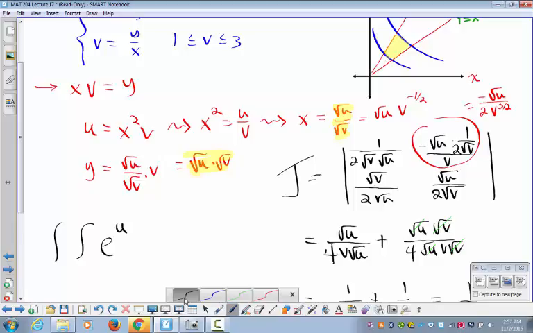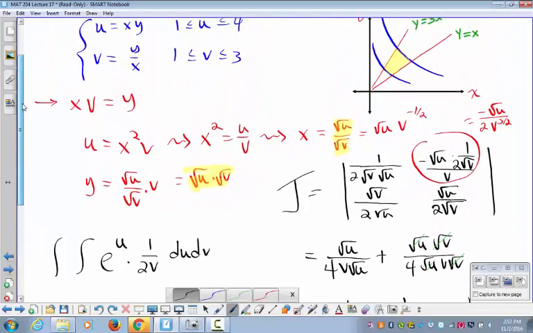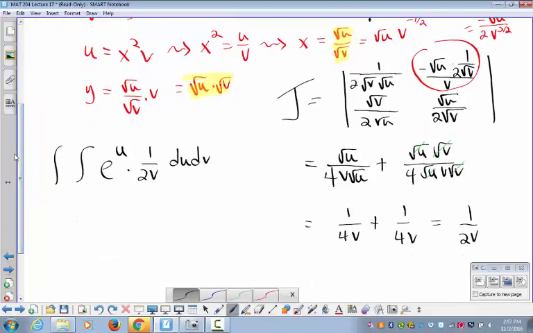Multiply that. Now we have to put in our Jacobian times 1 over 2v. And then we do du dv. And we found that our u's went from 1 to 4 and our v's went 1 to 3.